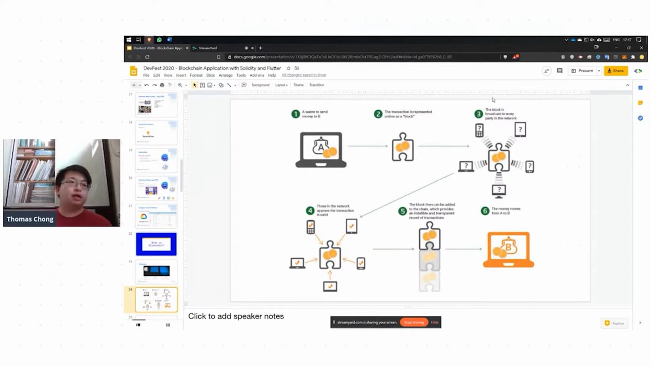After that, those in the network will approve the transaction as valid. Then the block will be added to the chain, which provides a transparent record of transactions. Talking about the characteristics of blockchain, we can say that the whole blockchain record is practically irreversible because of its hash function. And the last step is, of course, Bob receives the money from Amy, and the whole transaction is completed.